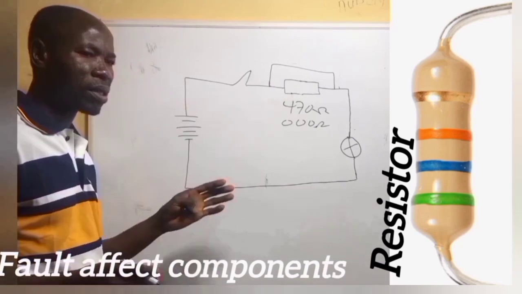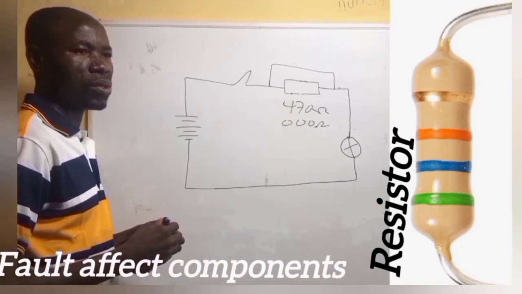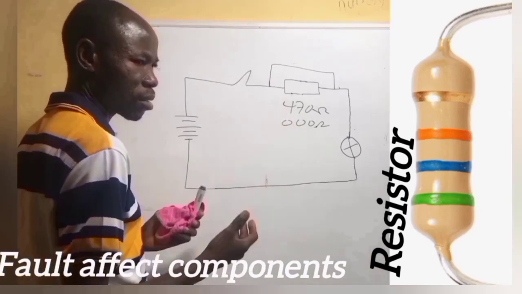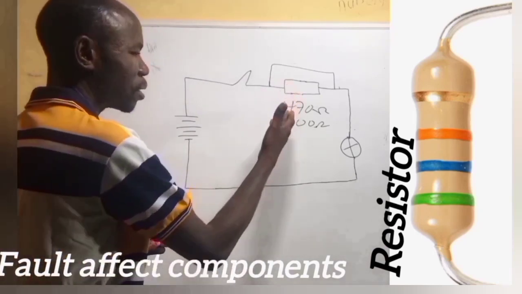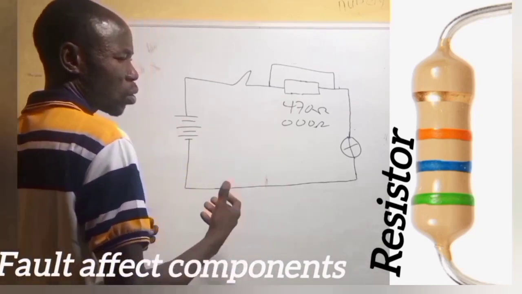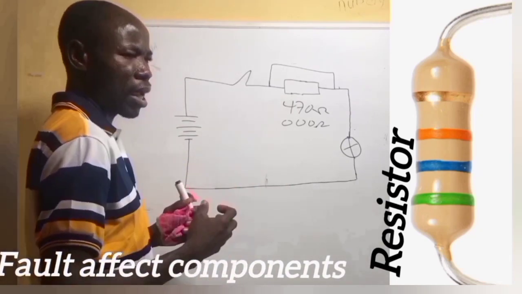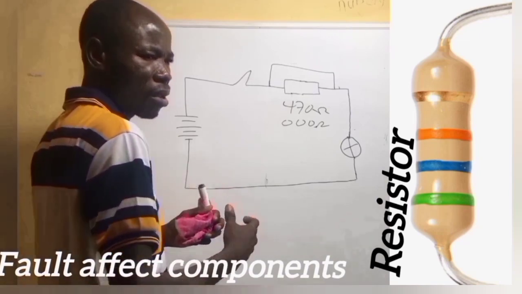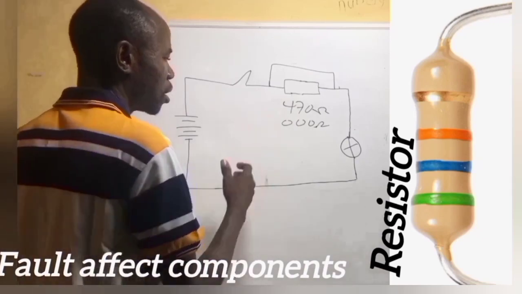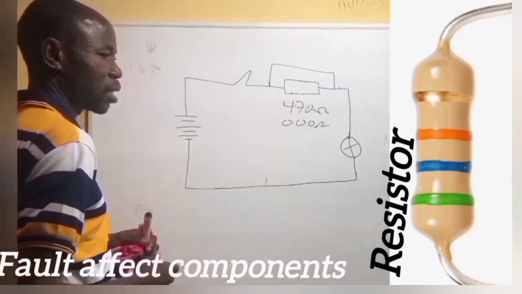So the faults that affect resistors: one is short circuit, one is open circuit, one is an increase or decrease in resistance. Physically, you can see the resistor can be bent. If the high voltage or the load draws higher current than the design current of the resistor, it will bend the resistor. These are the faults that affect resistors.